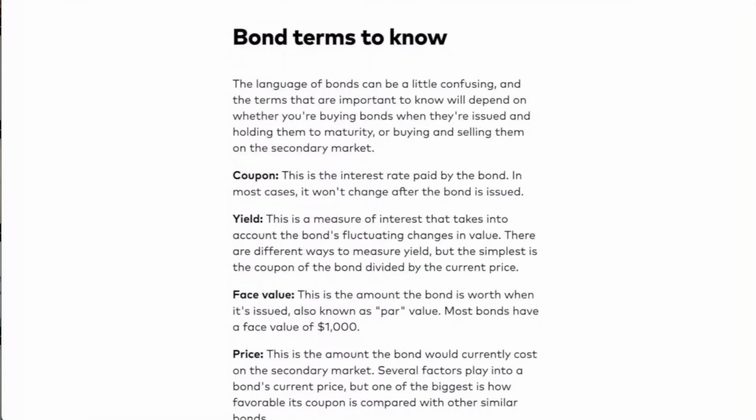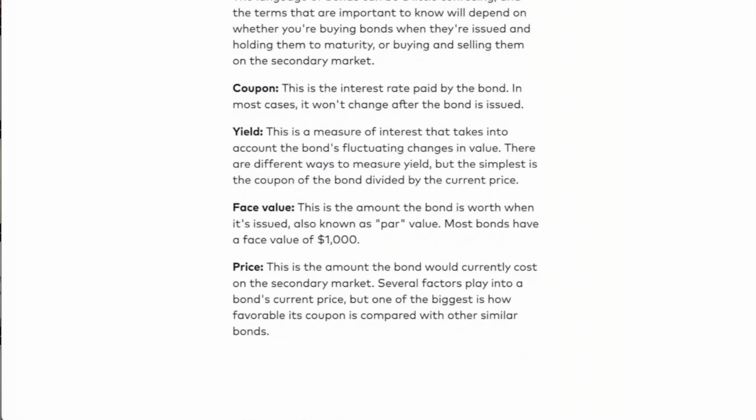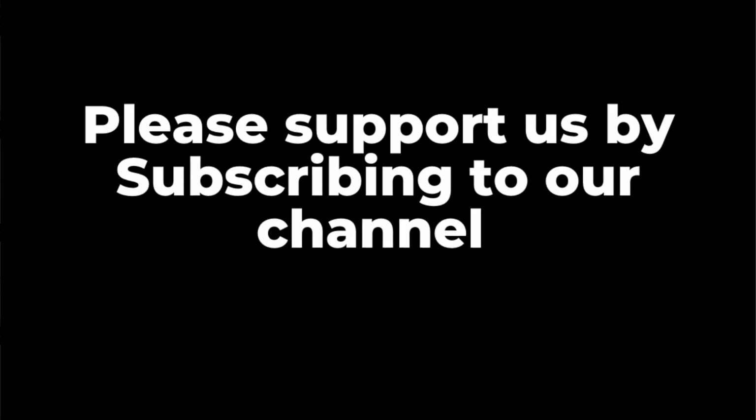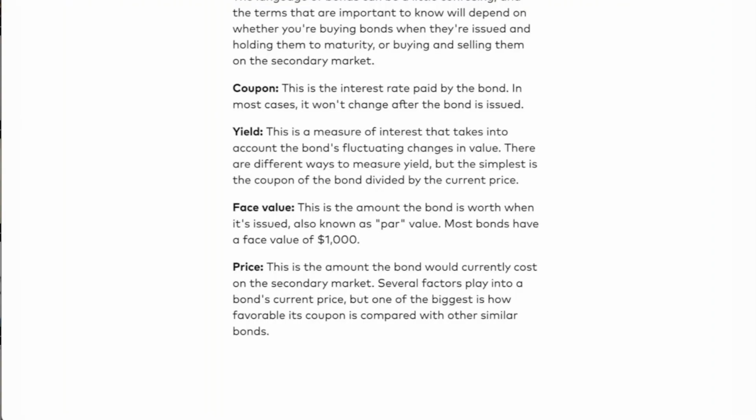So bond terms to know, right? A coupon. This is the interest rate paid by the bond. In most cases, it won't change after the bond is issued, right? So it doesn't change. But what happens is that if the actual market interest rate changes, well, then you have to give a discount for someone to buy it.